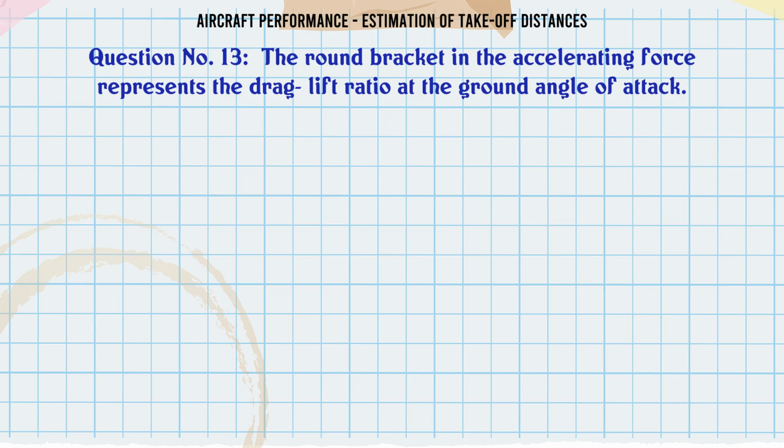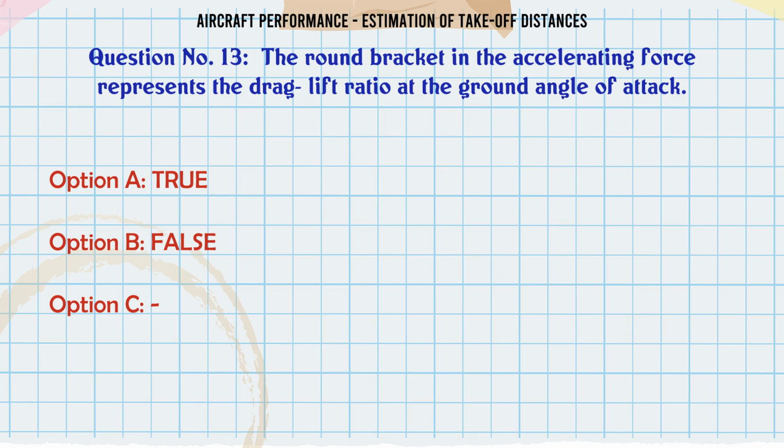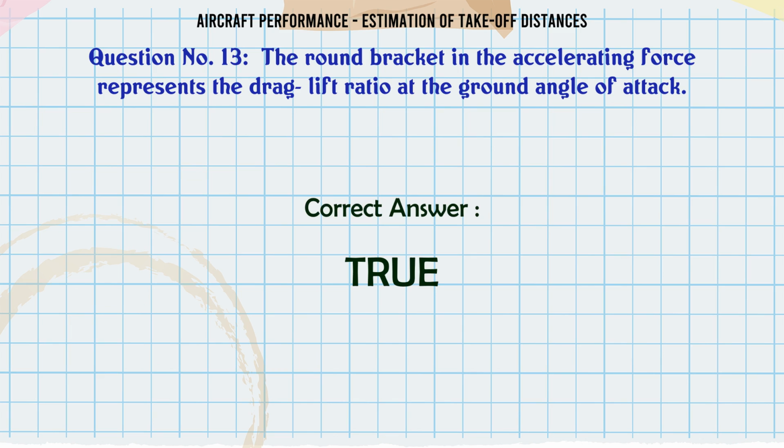The round bracket in the accelerating force represents the drag-lift ratio at the ground angle of attack. A. True. B. False. The correct answer is true.